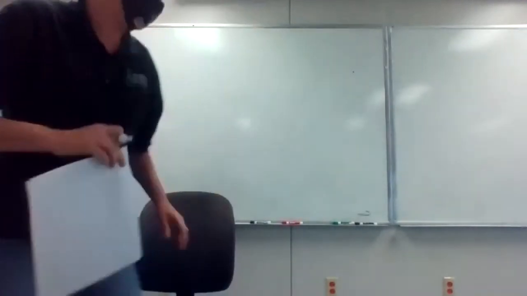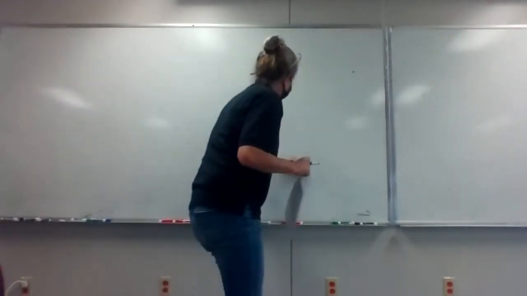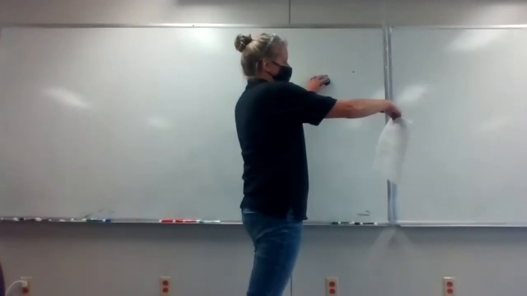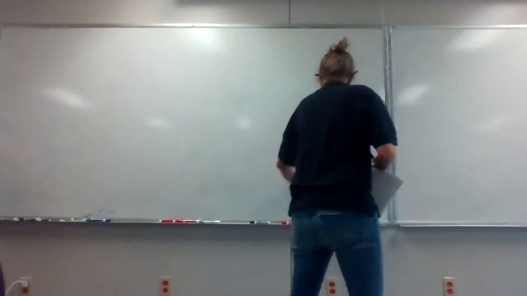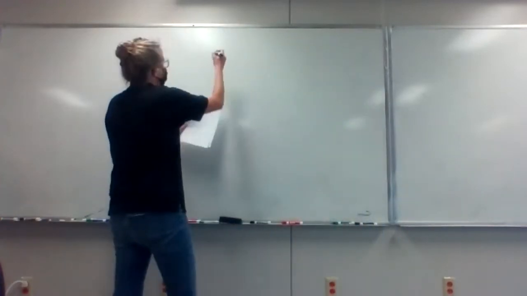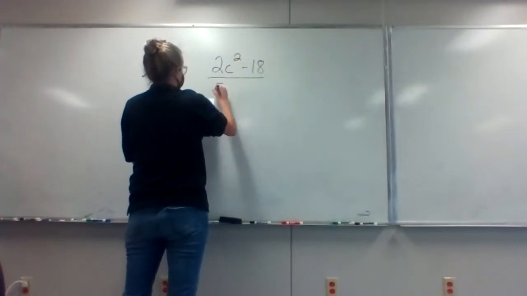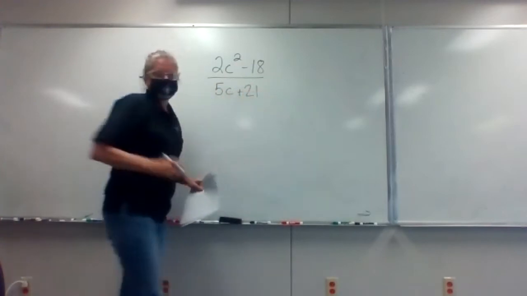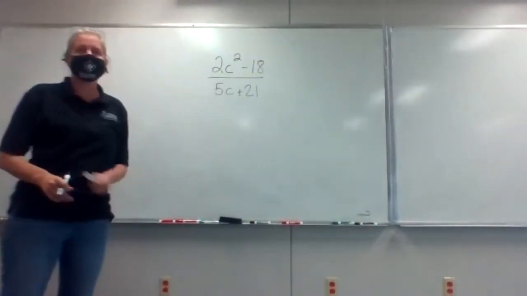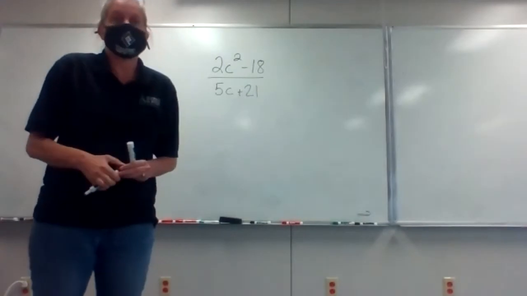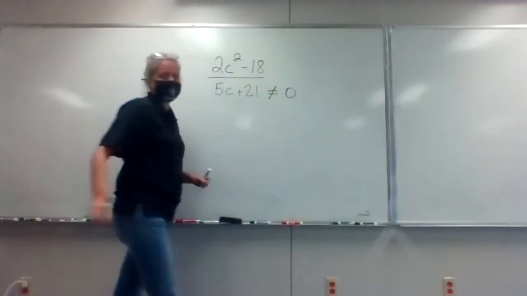So looking at number 1, it gives us a fraction, this rational expression, and it says find all numbers for which it's undefined. So when you're finding what makes a rational expression undefined, you don't really care about the numerator, right? Because any number could be in the numerator, including 0. But the denominator can't equal 0.